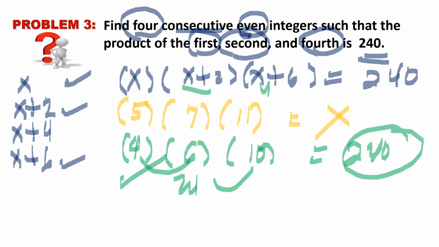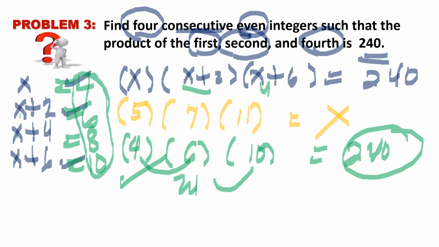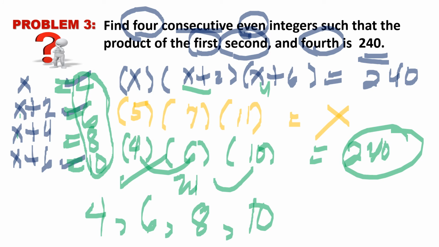Let us now replace the representation here. x will be 4. And then 4 plus 2 is 6, followed by 4 plus 4 is 8, and finally 4 plus 6 is 10. The 4 consecutive even integers are 4, 6, 8, and 10. That's all about this problem, and I think it's easy for you to understand.